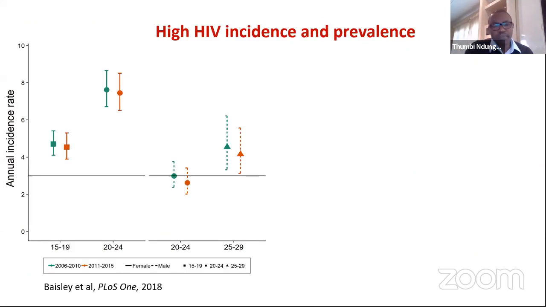So I wanted to present some data from South Africa. I come from South Africa, which, as most of you may know, is at the epicenter of the HIV/AIDS epidemic. We have one of the worst HIV epidemics in the world. And this data here just shows high incidence of HIV infection, particularly in young people. You can see that among young people between the ages of 20 to 24, HIV incidence approaches about 8% per 1,000 person years, which is extremely high.